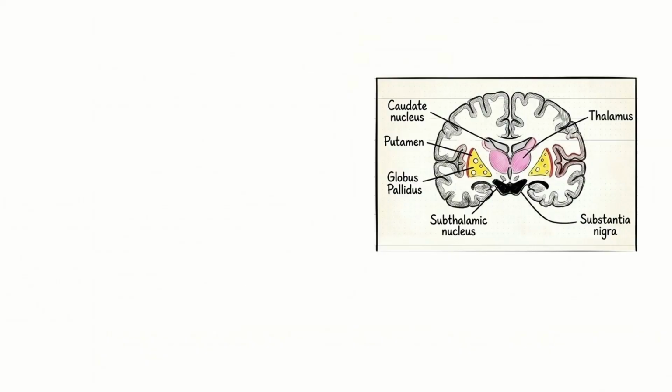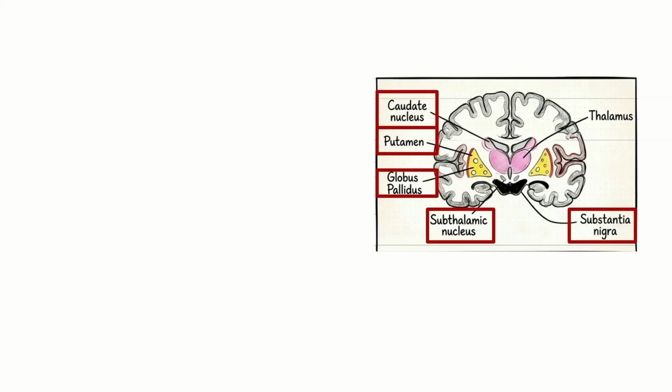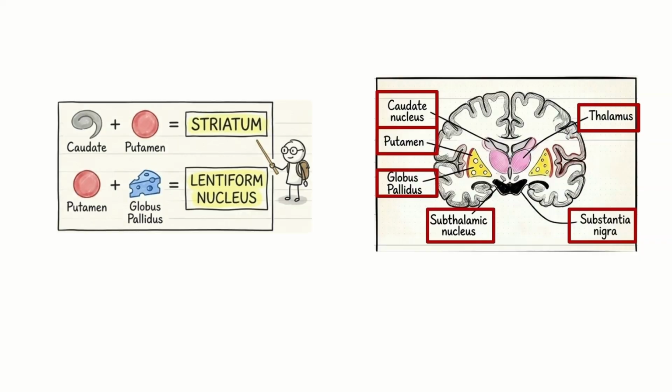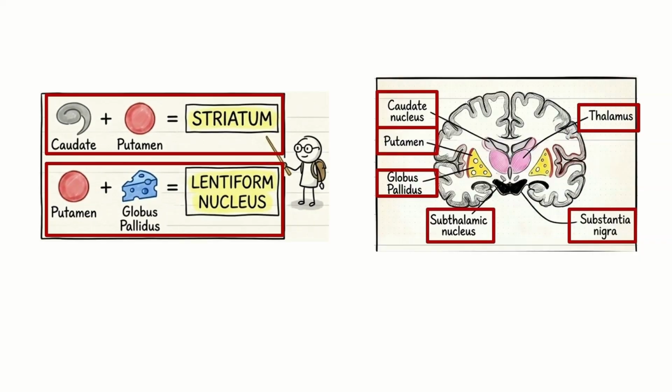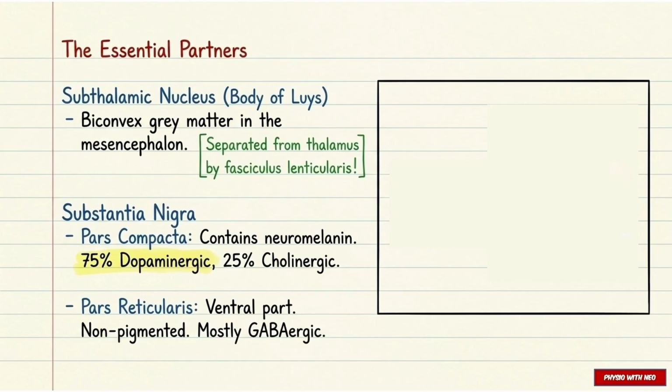The basal ganglia mainly consist of caudate nucleus, putamen, globus pallidus, subthalamic nucleus, and substantia nigra. Among these, the caudate nucleus and putamen together form the striatum, whereas putamen plus globus pallidus together form the lentiform nucleus. Let's see the essential partners.